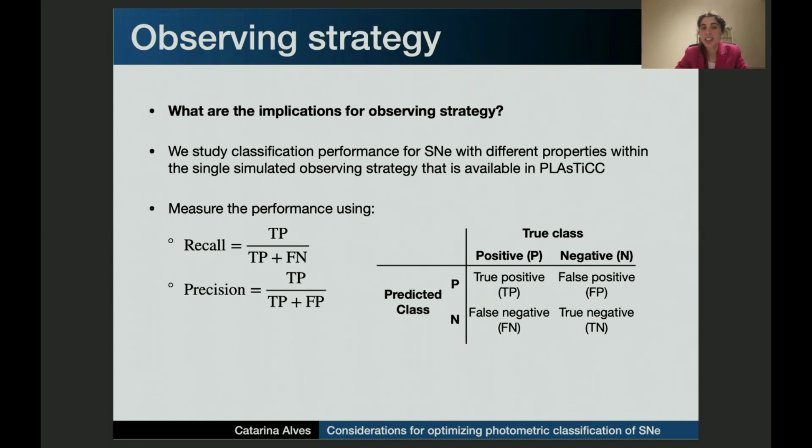We study the classification performance for supernovae with different properties within the single simulated observing strategy that is available in PLAsTiCC, and measure the performance using the recall, which measures the fraction of correctly classified supernovae, and precision, which measures the fraction of supernovae assigned to the considered class that are indeed from that class.